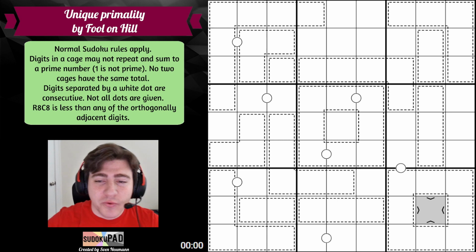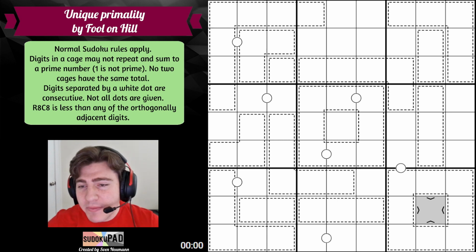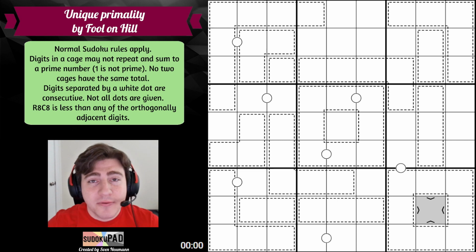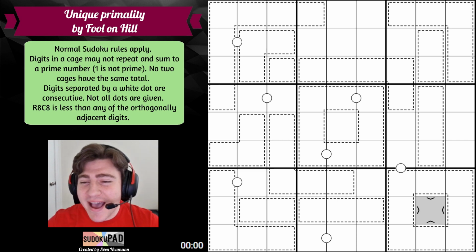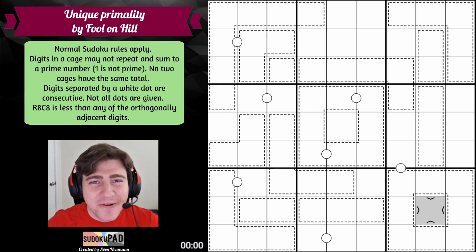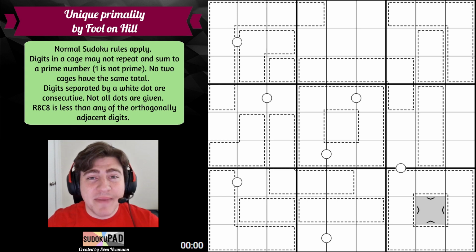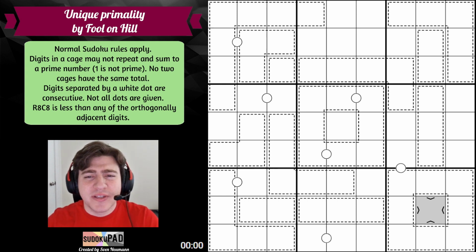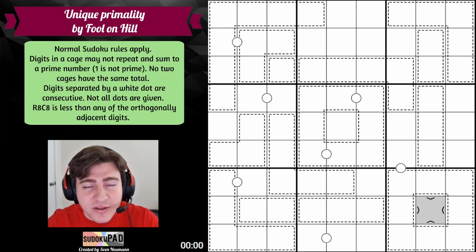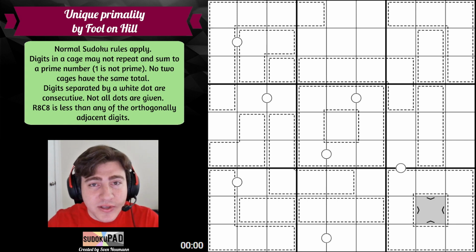So we have normal Sudoku rules apply. Digits in a cage may not repeat and sum to a prime number. One is not prime. No two cages have the same total. So, what is a prime number? Well, as I explained in the previous video, a prime number is a number that is only divisible by 1 and itself, as opposed to a composite number that can be multiplied to using other digits. So, the example I gave is 5, right? 5 is only divisible by 5 and 1, at least with whole numbers. Obviously, 2 and 2.5 work, but that's not what we're talking about when we're talking about prime numbers.